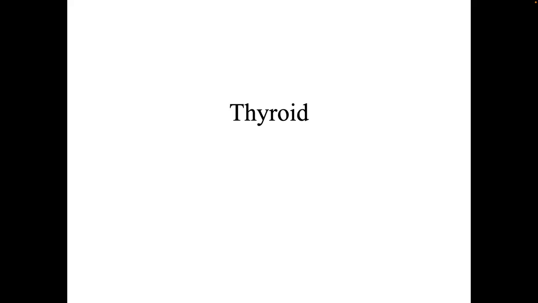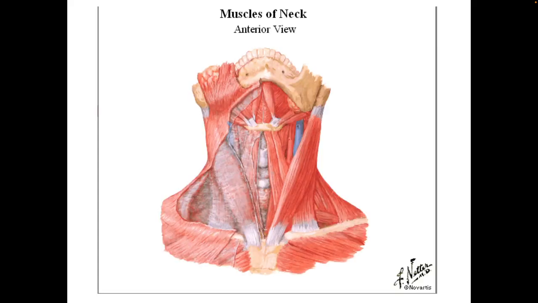This topic is on thyroid gland. So this is when you dissect, you start with removing the skin, superficial fascia, the platysma. Then you see the deep fascia. Then you see these muscles, suprahyoid muscles, infrahyoid muscles.